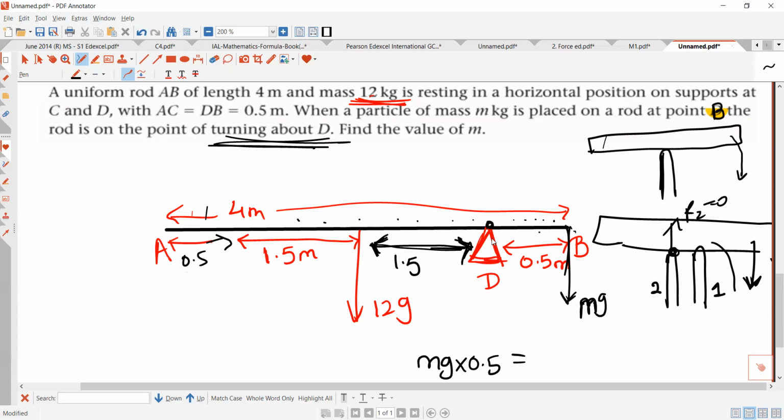Okay, let's continue. Bhaiya, if it's at the point of turning, wouldn't that be greater than 5? No, MG would be greater, right? No, that question I'll come to later. The question which you're talking about, I'll come to that question later.